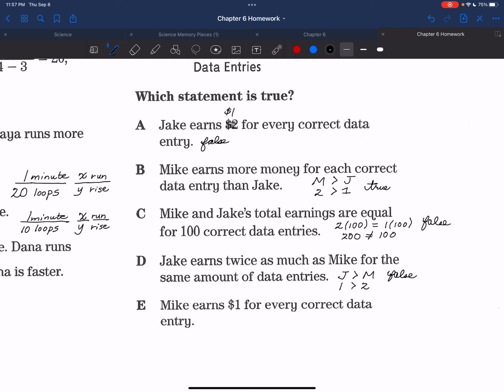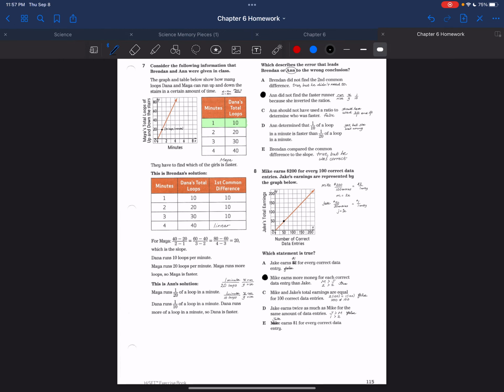Mike earns $1 for every correct data entry. No, Jake earns $1. Mike earns $2. So the only true statement in this set is B. And let me check this page. Number 7 is B and number 8 is B. And this page is finished.